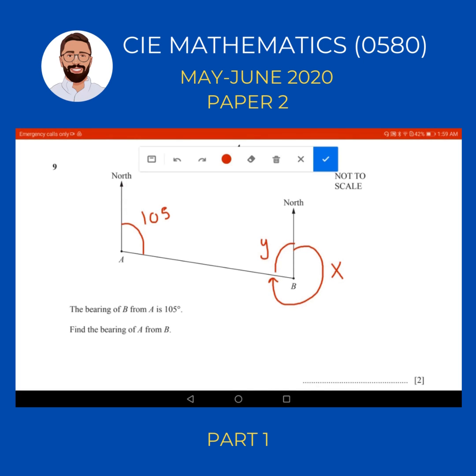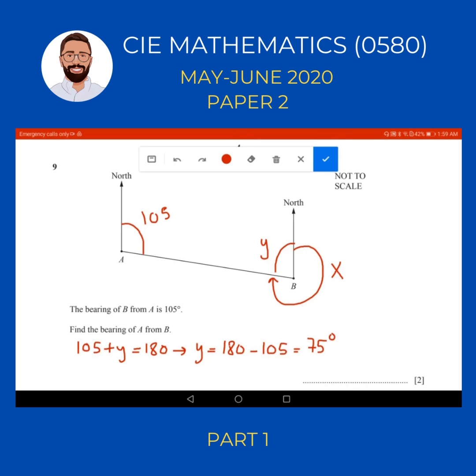And according to the rules of parallel lines, whenever I have 2 parallel lines and 2 angles that lie on the same side, these angles add up to 180 degrees. So if I add up 105 plus Y, the answer is 180. So Y is basically 180 minus 105, which is equal to 75 degrees. However, now 75 is not the bearing, it's Y.